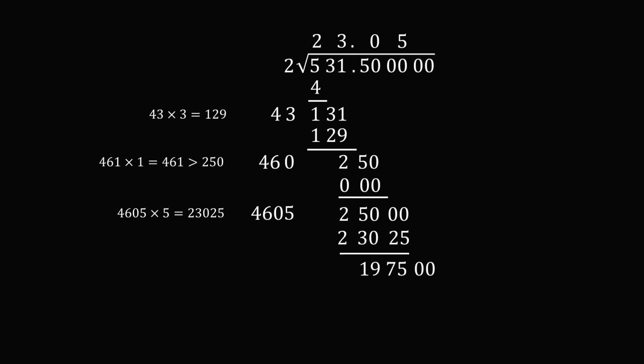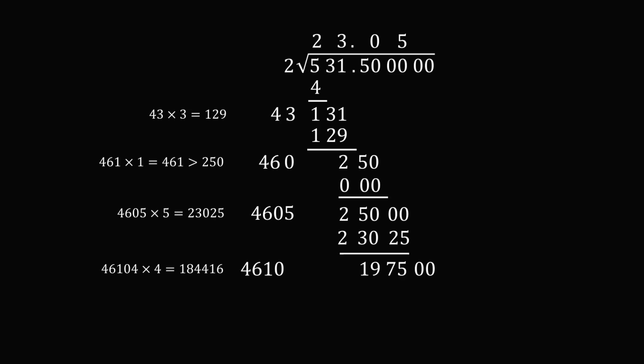Finally, bring down the last pair of zeros. So we take the previous result, 2305, and double it to get 4610. If the final digit is e, we need 4610e times e to not exceed 197500. After doing quite a bit of calculation, we will get that e has to be equal to 4. And this is the next product.